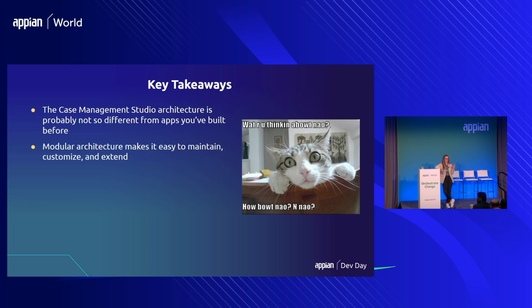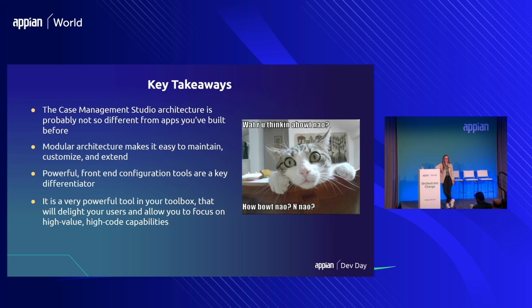The modular architecture is also really great because it makes it really easy to maintain, customize, and extend. These front-end configuration tools obviously are a game changer. We haven't had anything like this before where you can actually create new objects from the front end. This is a delighter for business users, right? They feel really in power and control, and like they have the ability to kind of update their workflows on their own. And also it allows you to focus on the high-value, high-code work. Last but not least, just kind of keep this in mind as you're looking at new use cases, right? This could actually benefit your current project or a future project.